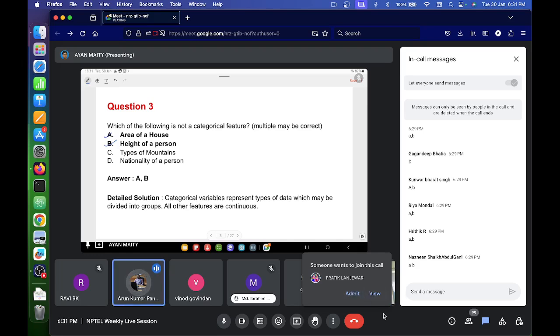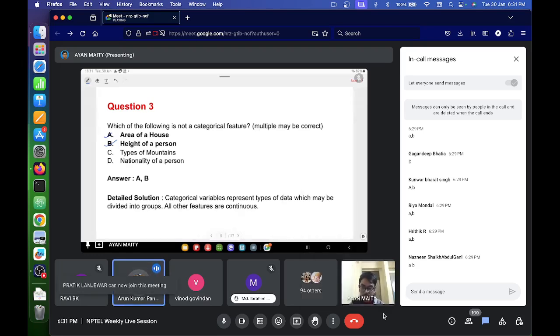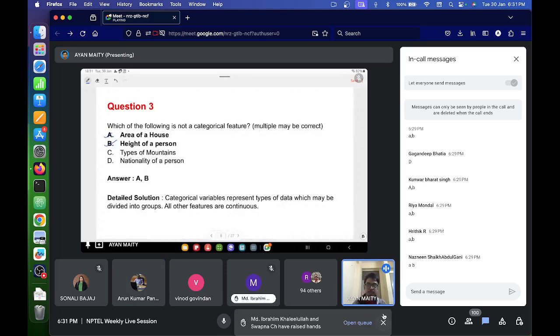Sir, height of a person, can we say medium height, small height, large height? If you say like that, in that case it is categorical, if in the dataset it is given like tall, short, medium. But generally by height we mean in centimeters or meters, so in that case it is continuous valued, so it would not be a categorical feature.